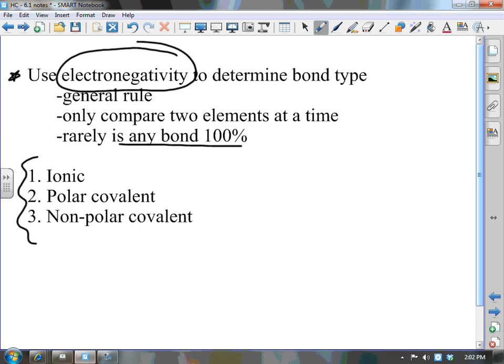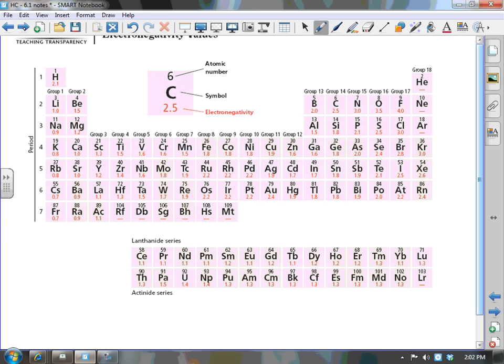So look up the numbers. Here's what we do. You need an electronegativity chart. When we do this on the homework, obviously you'll need to get this out. For taking a test, I'll give you a copy of the table.